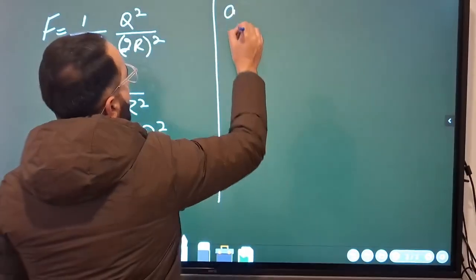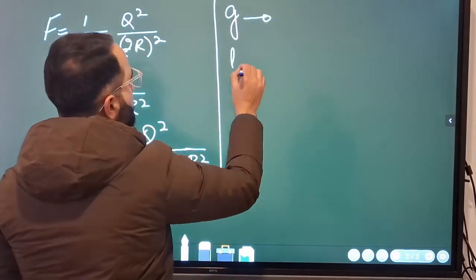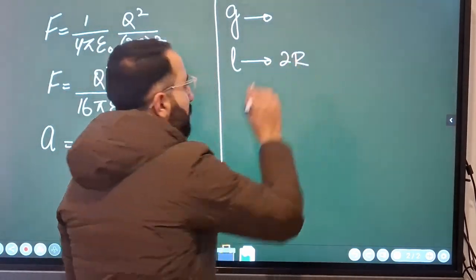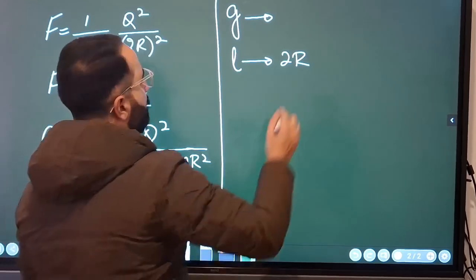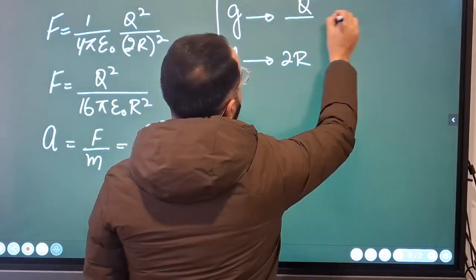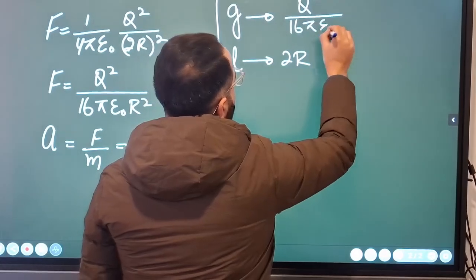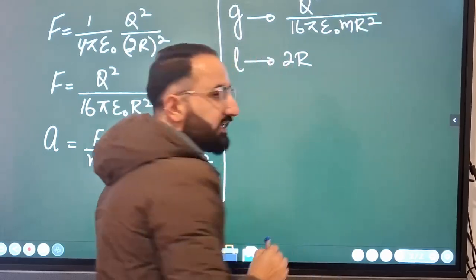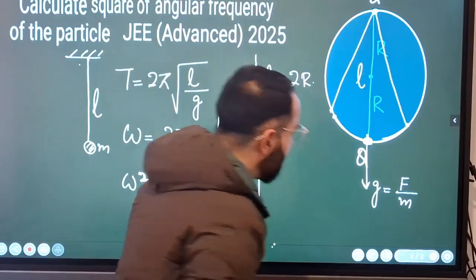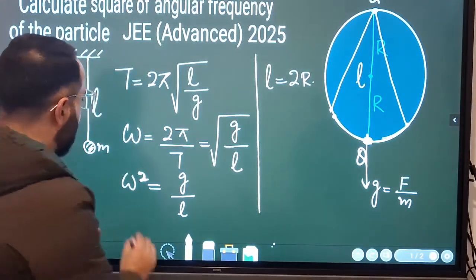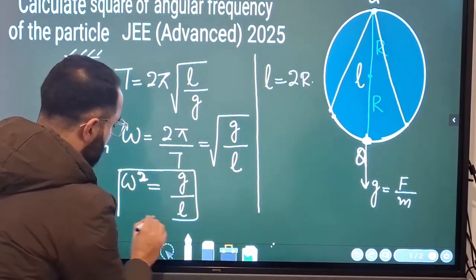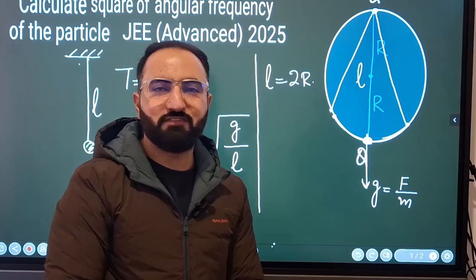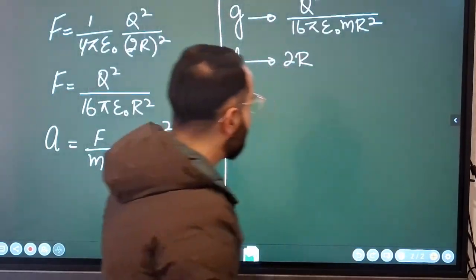Finally, here we are. Now you tell me, I will replace this g by which physical quantity and this L by which physical quantity. This L is equal to twice R, no doubt about that, and this g is equal to Q square divided by 16 pi epsilon naught multiplied by m into R square. Now let's have a look at this example. The square of the angular frequency is g divided by L. Next I will calculate the value of this g divided by L.